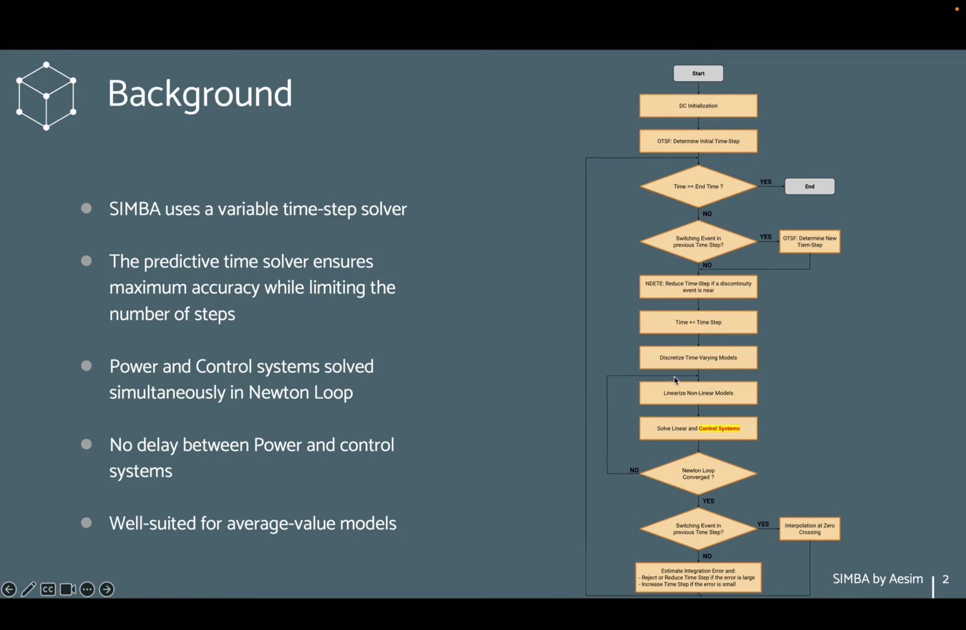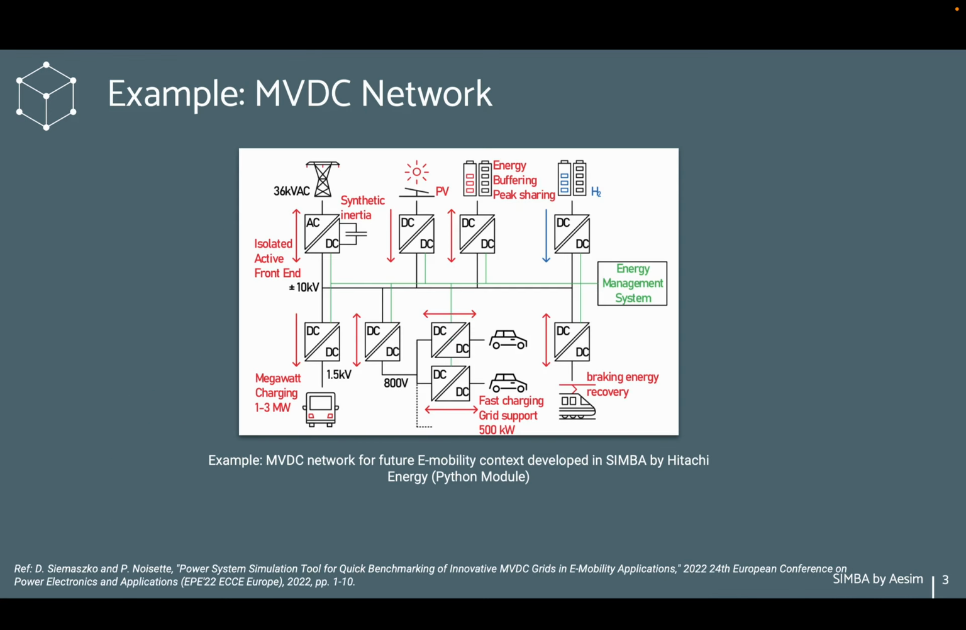In SIMBA, the power and control systems are solved simultaneously inside the Newton loop. This has one major advantage: there are no delays between the power and the control systems. So the SIMBA solver is actually very well suited to the modeling of average value models of converters, for instance.